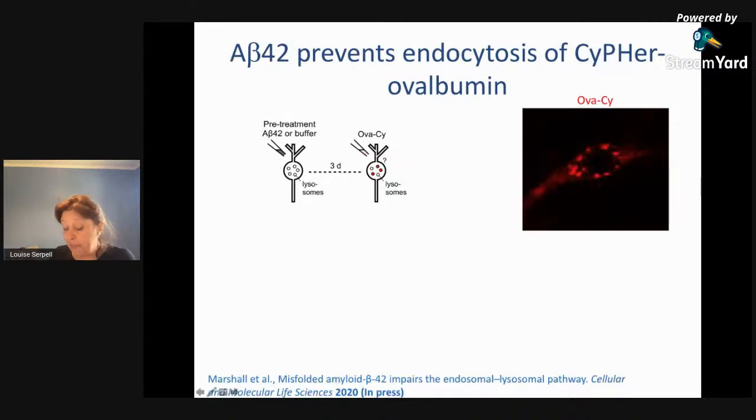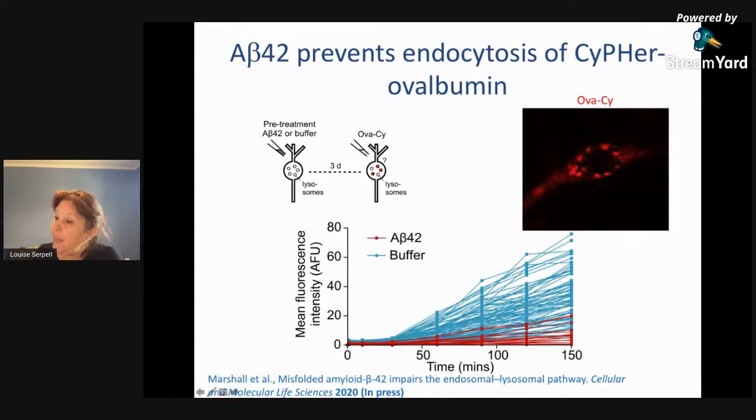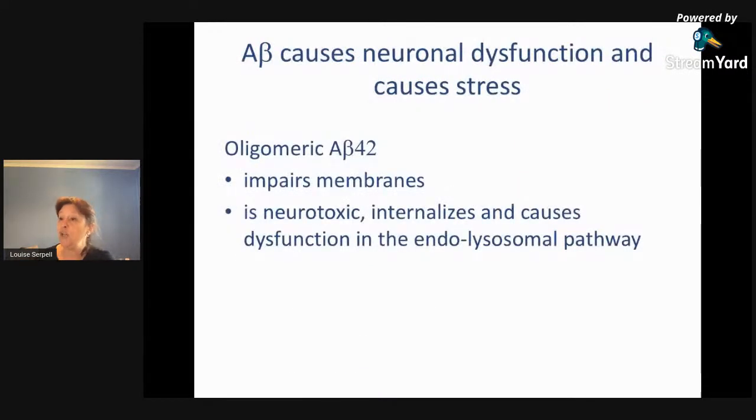And so now this means that we can incubate our cells with A-beta, and then we can look at what happens to the ovalbumin internalization with time. And what we see is that when we incubate only with buffer, the ovalbumin gets internalized really nicely. You see this brightness. But when we have pre-incubated with amyloid beta, we don't really get very much internalization at all. So what we're showing here is that the amyloid beta is able to impair the endolysosomal pathway, so the internalization of other proteins. So that might be really important in terms of its toxic effect. So to summarize, we show that oligomeric A-beta impairs membranes and it's neurotoxic, and it internalizes and causes dysfunction in the endolysosomal pathway.